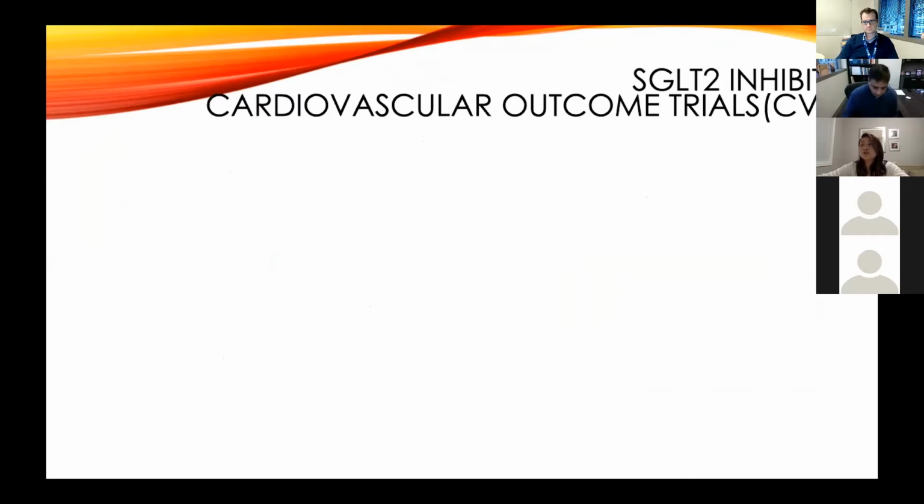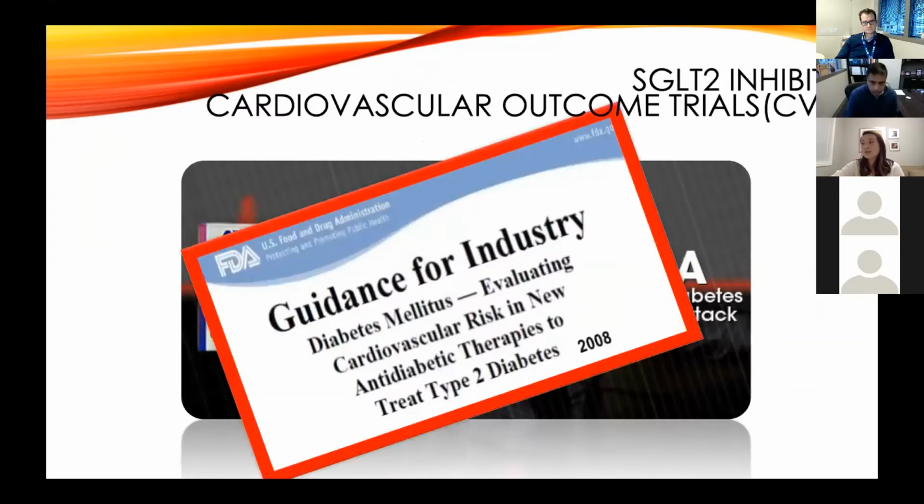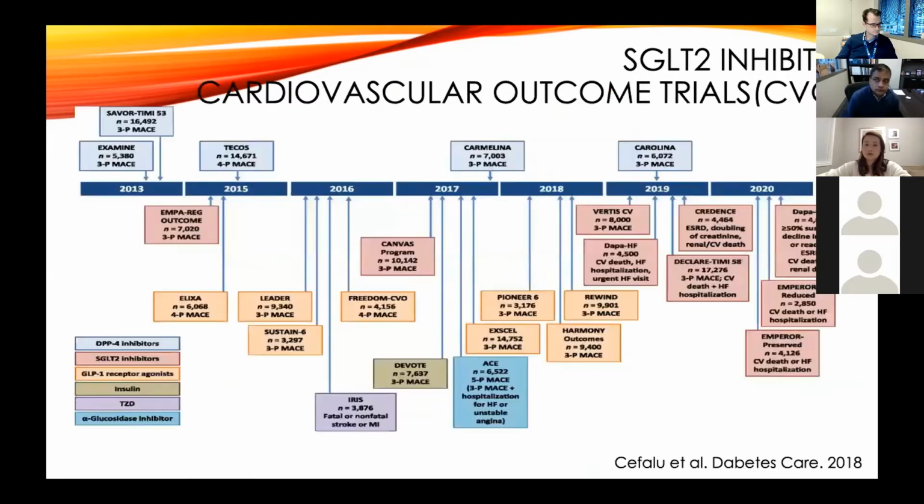Now, as the story goes, in the late 2000s, there were concerns raised about the cardiovascular risk of rosiglitazone, so this prompted the FDA to issue draft guidance that required large cardiovascular outcome trials, or CVOTs, for all new type 2 diabetes therapies. Since that time, there has been a variety of large cardiovascular outcome trials to satisfy regulatory requirements.